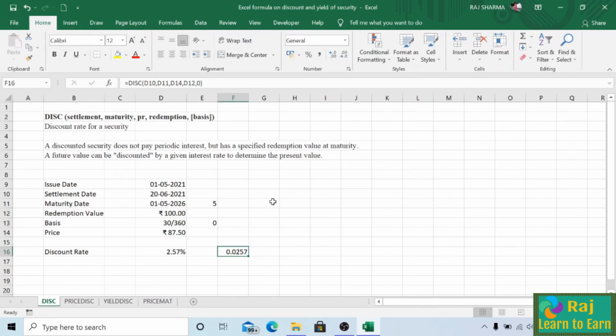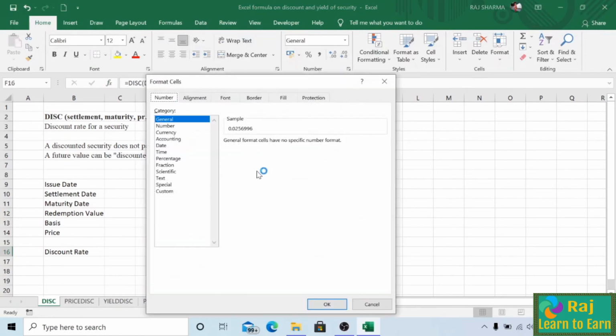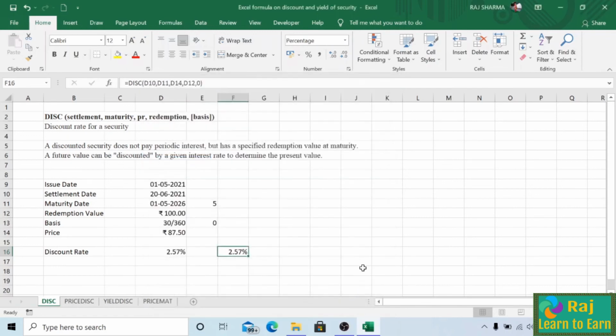This cell we need to convert into percentage. So for converting into percentage, just select the cell and right click, and then the format cell tab will open. In that you have to select percentage. So 2.57 is the discount rate at which this security is being issued, and the security is for 5 years tenor.